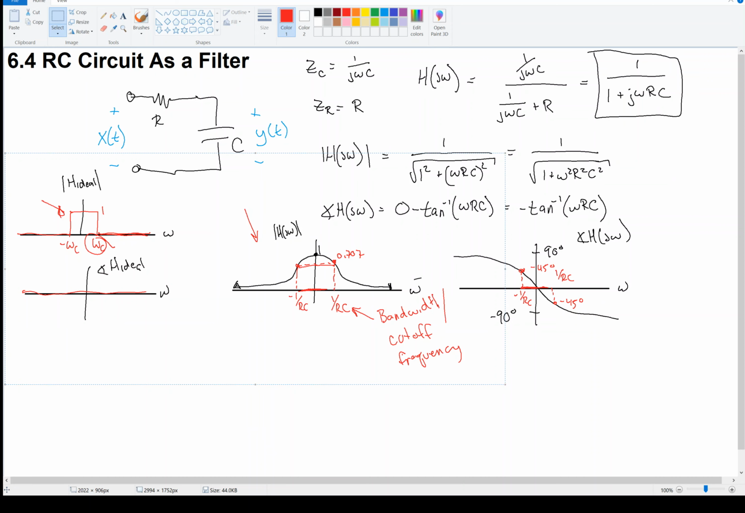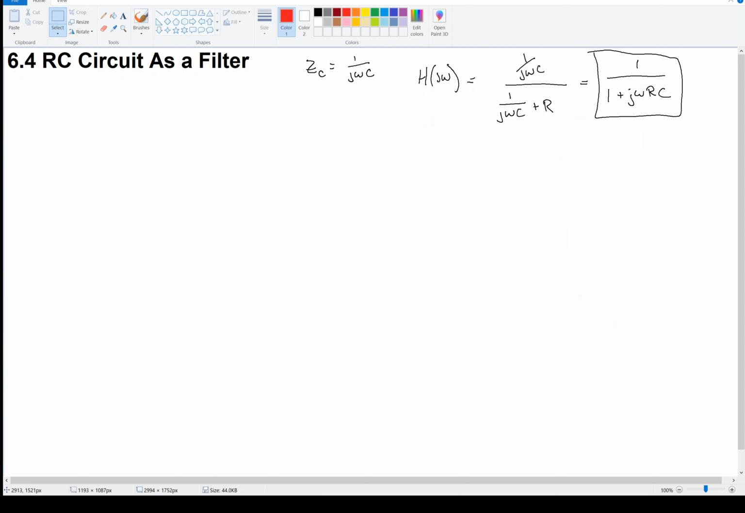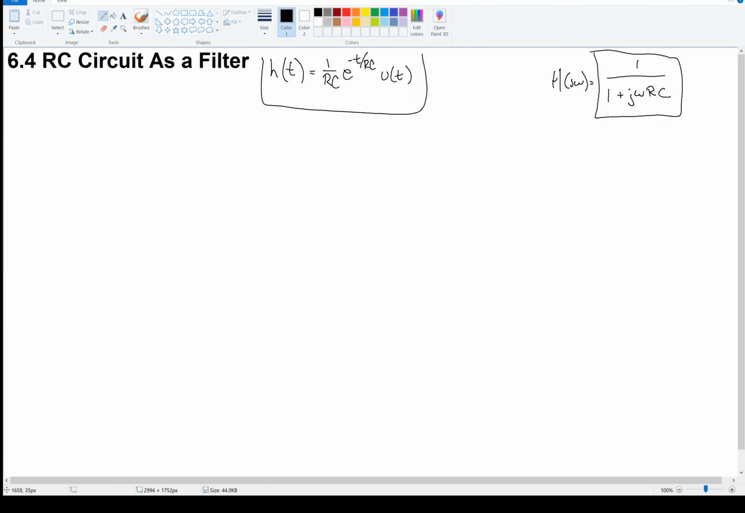Okay, now you should have a handle there of why the RC circuit is a low-pass filter. And now I'm going to go a little bit further and try to draw in concepts from the prerequisite course, circuit analysis. We said this was the frequency response of the RC circuit. It turns out that the impulse response is this. We will show that later on in the course.